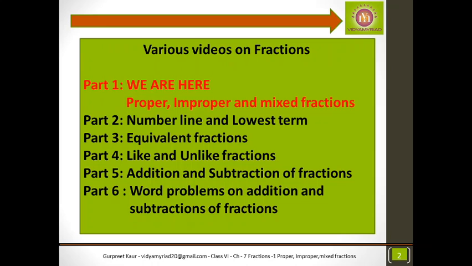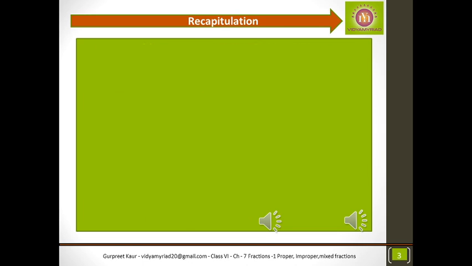In the next video, I am going to teach you number line and the lowest term, which is very important. You should know how to reduce the numbers in a fraction form. Then it will be equivalent fractions, like and unlike, addition and subtraction, and at last the word problems. Let's begin with it.